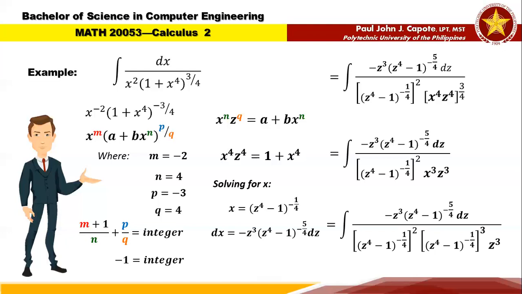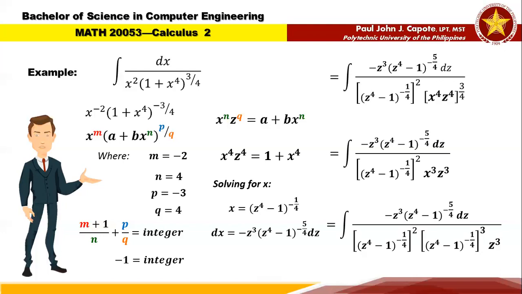And what is new here? In the second part of the solution, we arrived with x raised to the power of 3 in the denominator. And we all know that x, as given in the previous information, is equal to the quantity z raised to the power of 4 minus 1 all raised to the power of negative 1/4. So we substitute this value to x.